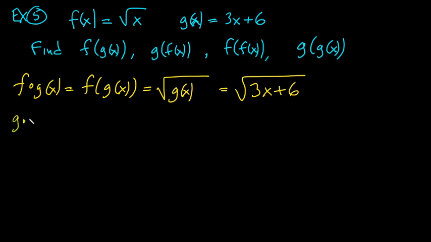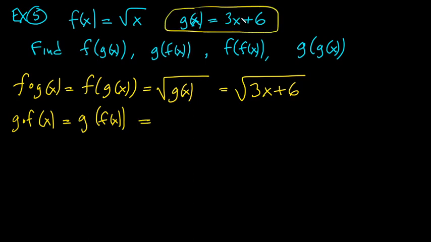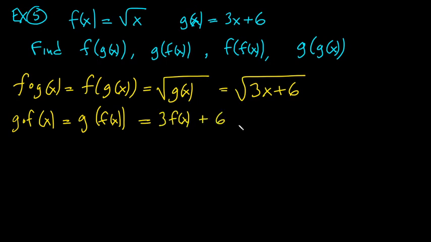What about going the other way? If we take g of f of x, so now what does g do to x? Well, it does two things. First, it multiplies it by 3, and then it adds 6. So what does it do to f of x? It multiplies it by 3, and then just adds 6. So f of x is just the square root of x. So we get 3 times the square root of x, and then plus 6.